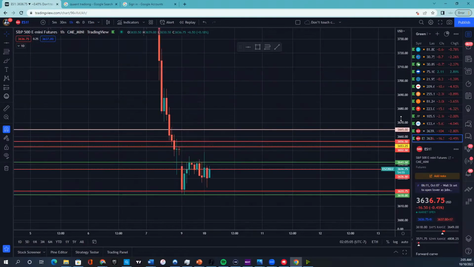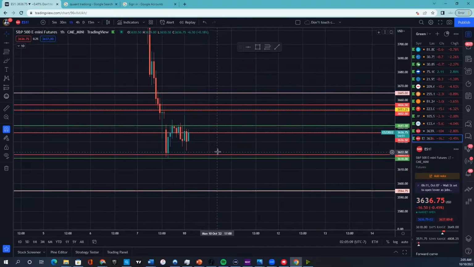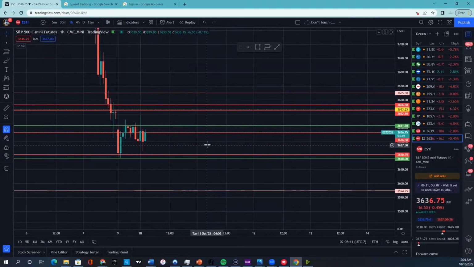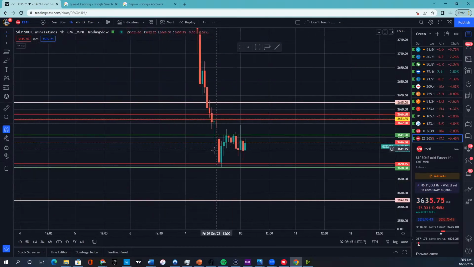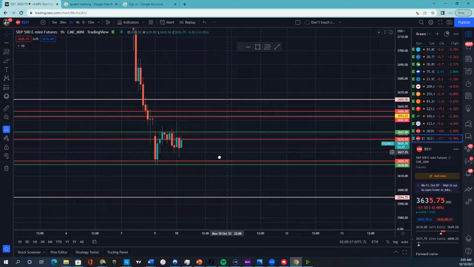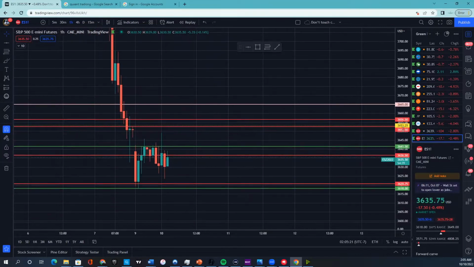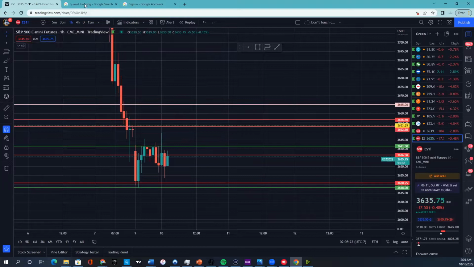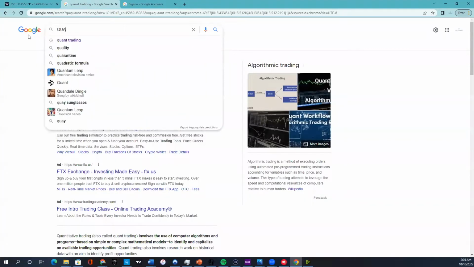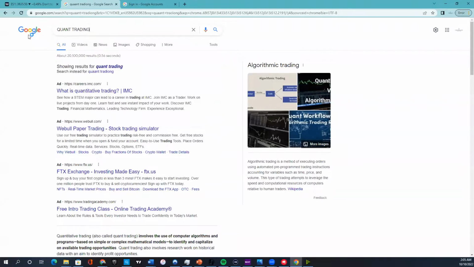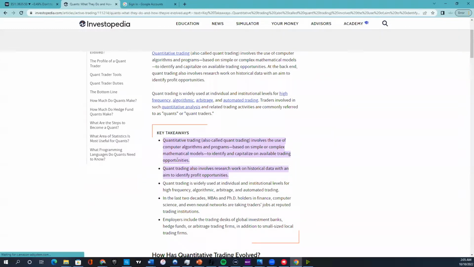Today's video, I'm going to show you how to properly use implied move trading. What trading implied moves is, is a type of quantitative trading strategy or style. So what is quantitative trading? You can type quant trading here, and we can see the basic examples.